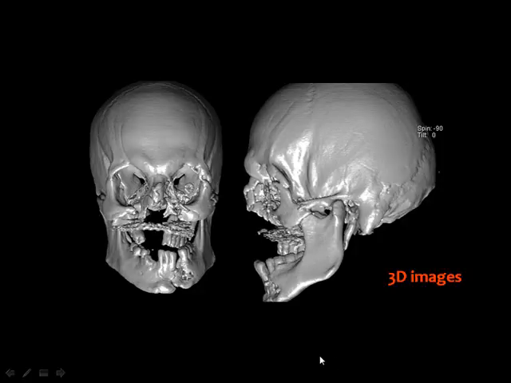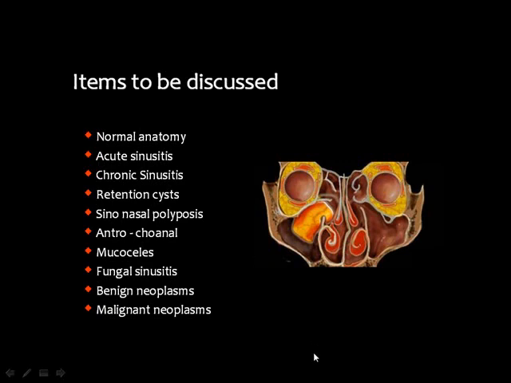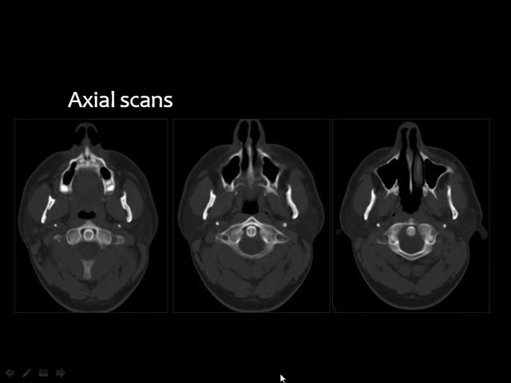Then we may use the facilities of the recent machines to perform this type of imaging, which is known as 3D imaging, and you can see that this is very helpful and essential, especially in cases of maxillofacial trauma. Then we are going to have some anatomic details. Then we'll proceed with diseases, including sinusitis, the retention cysts, some mucoceles. Then we finish by the neoplasms of the paranasal sinus.